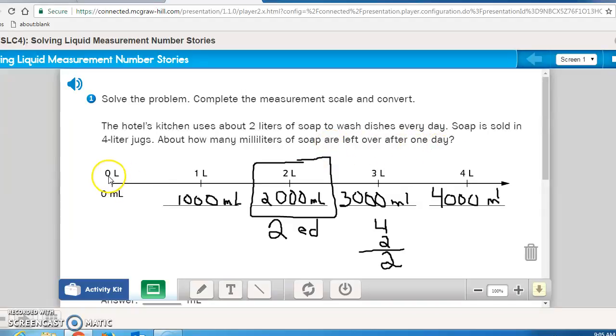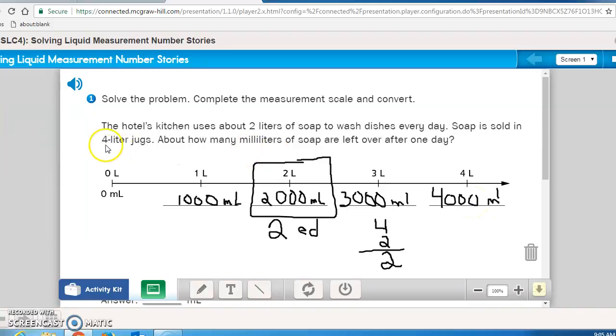So on my number line here, I noticed that on the top, it's increasing by 1. I went from 0 to 1 to 2 to 3 to 4. Well, I know 1 liter equals 1,000 milliliters. So my number line here is going to increase by 1,000. 1 times 1,000 is 1,000 ml. 2 times 1,000 is 2,000. 3 times 1,000 is 3,000. And 4 times 1,000 is 4,000.